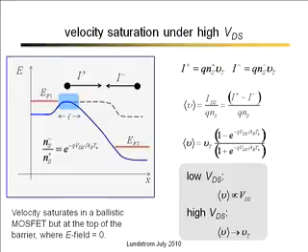But it's interesting that we're computing the velocity at the top of the barrier. At the top of the barrier, the slope of the energy band diagram is zero. The electric field is zero. In a ballistic MOSFET, the velocity is saturating under high VDS where the electric field is zero, not at the drain end, which is what the textbooks tell us, where the electric field is high, because it's ballistic. But it still saturates.